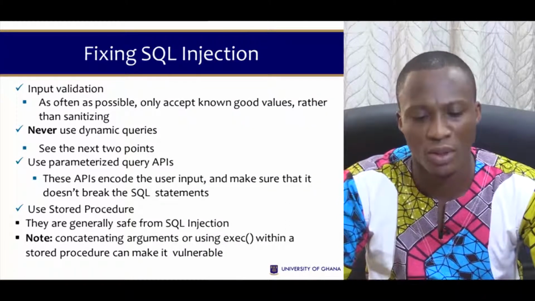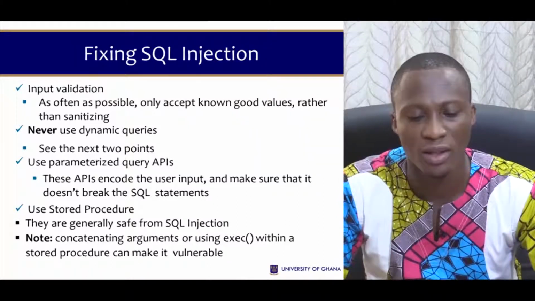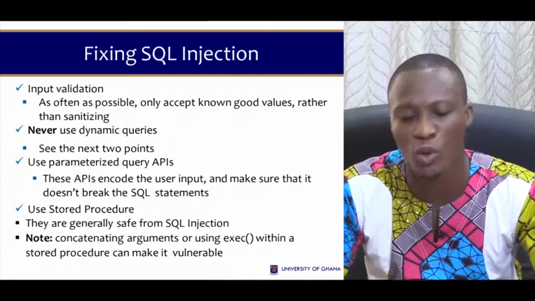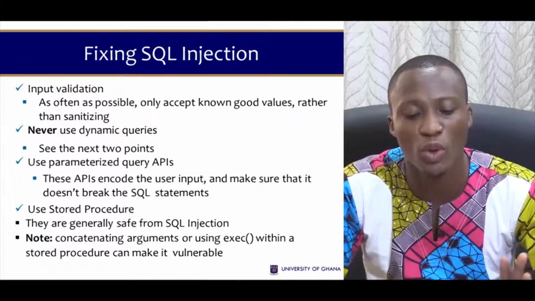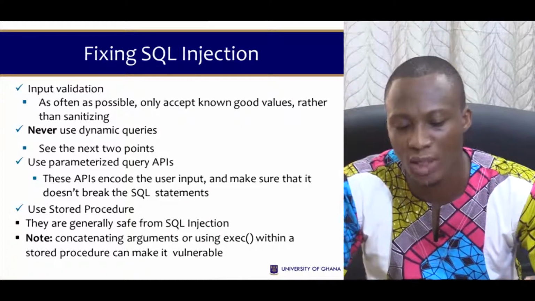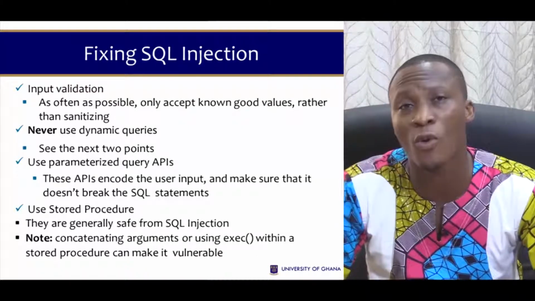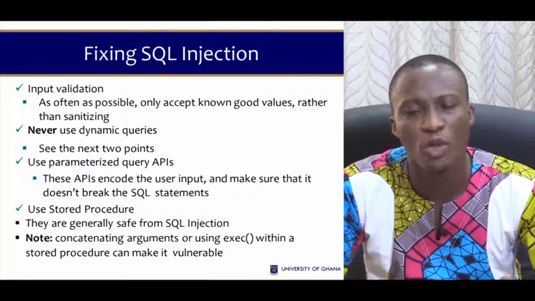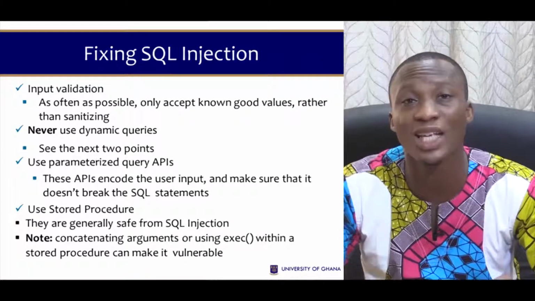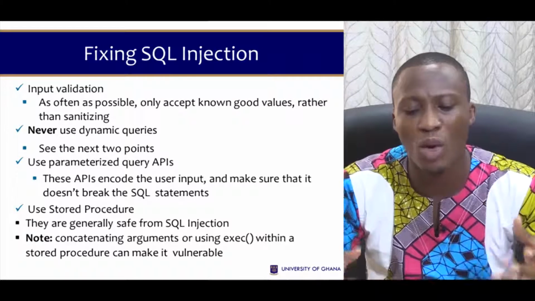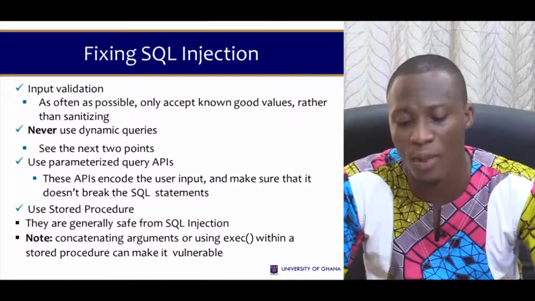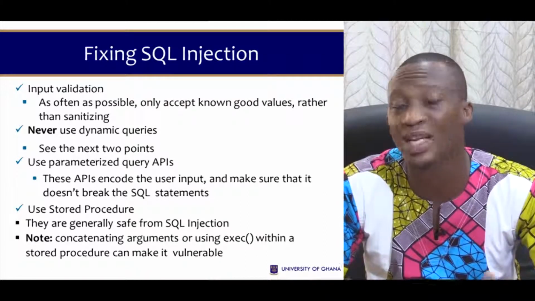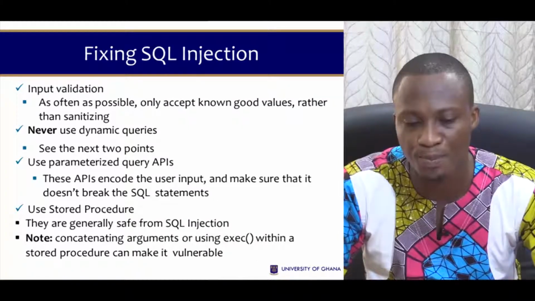Instead of saying you are going to do sanitization later, just accept the right kind of values. Now, never use dynamic queries. Also use parameterized query APIs, which encode your user input such that it makes sure that it doesn't break the SQL statement. Most importantly, for the data tier, which is the back end, make use of stored procedures. Stored procedures can prevent SQL injection to a large extent, because you avoid concatenating arguments or using the exec command within a stored procedure.